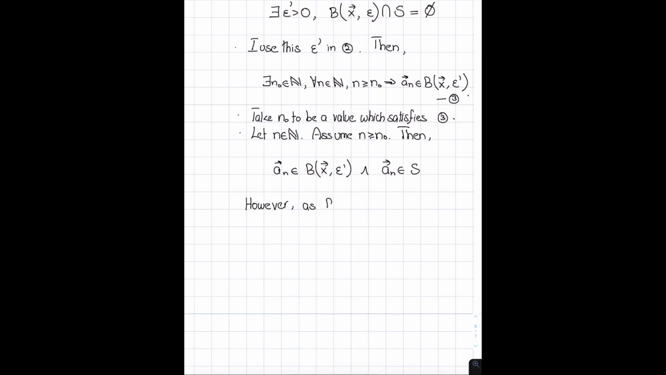However, as the ball centered at vector x, comma epsilon prime intersection with S is equal to the empty set, a of n cannot lie in both the ball centered at vector x, comma epsilon prime and S. Thus, we have a contradiction, and this completes the proof.